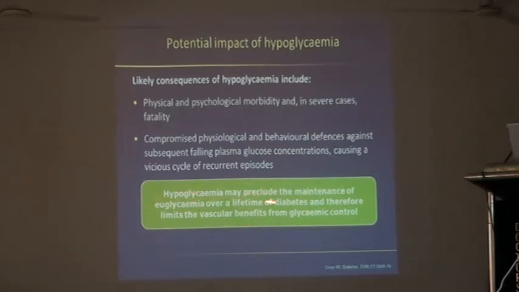And hypoglycemia may preclude the maintenance of euglycemia over a long lifetime of diabetes, and therefore limits the vascular benefits of glycemic control. Now, this is a very important statement. Hypoglycemia may preclude. Preclude means prevent, stop. One hypoglycemic episode is so crucial for an individual, especially for a country like ours. Suppose some patient of yours has a hypoglycemic episode today, say it's 40. You would ask him to buy a glucometer if he doesn't have. That costs 2,000 rupees. Strip, lancet, checking, 40.